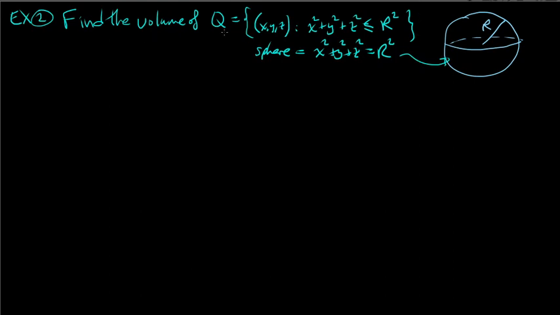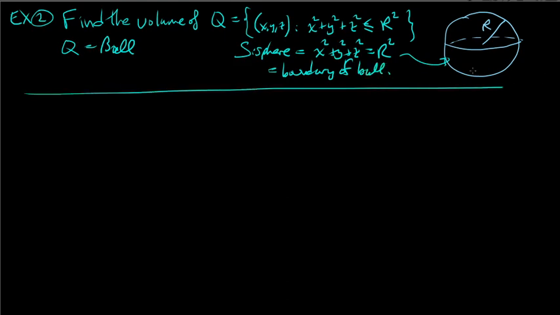So when I said find the volume of a sphere, I guess I misspoke. It's the volume of a ball. Q is the ball of radius r, and we'll say S is the sphere, which is the boundary of the ball. All right, with that out of the way, let's evaluate the triple integral over Q of 1 dV.